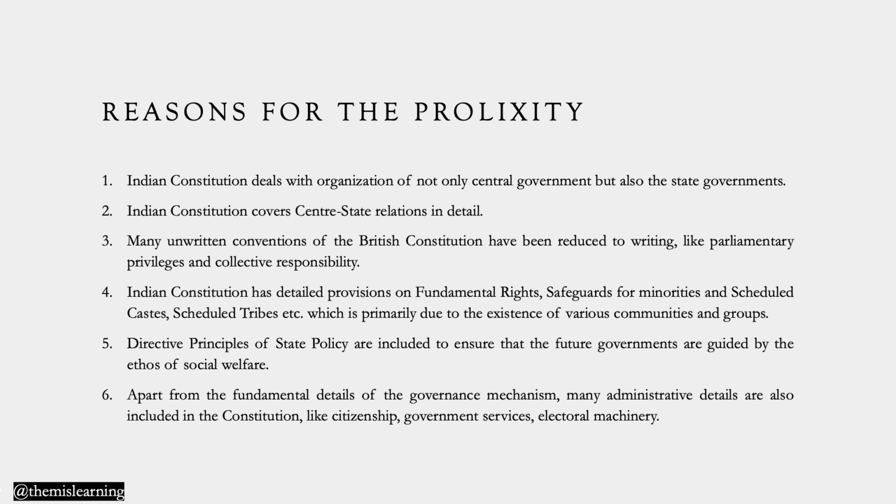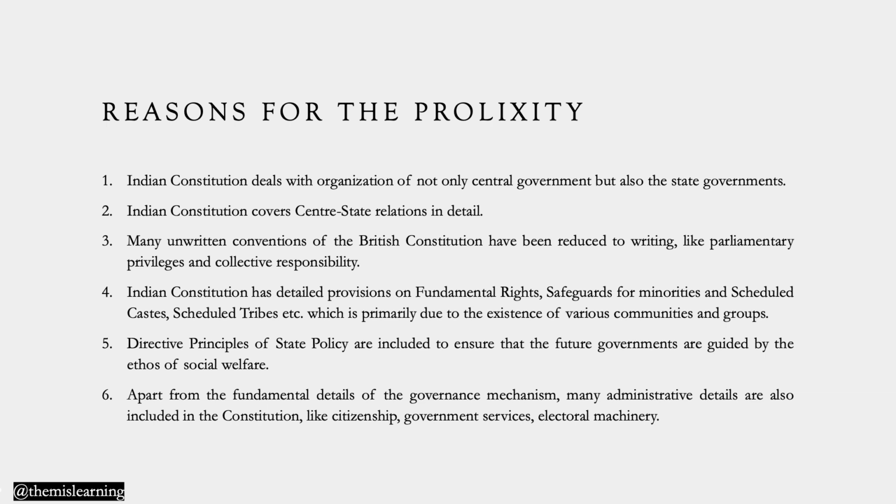Many unwritten conventions of the British Constitution have also been reduced to writing. Like we have the concept of parliamentary privileges, we have the concept of collective responsibility, which exist as an unwritten convention in the British Constitution, but they have been given the word of the text under the Constitution of India.